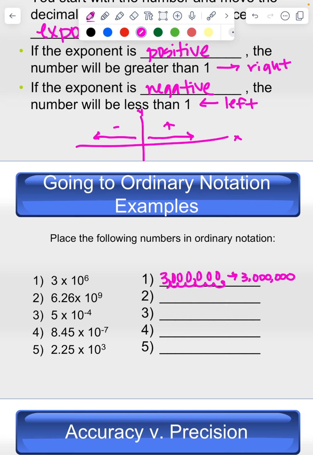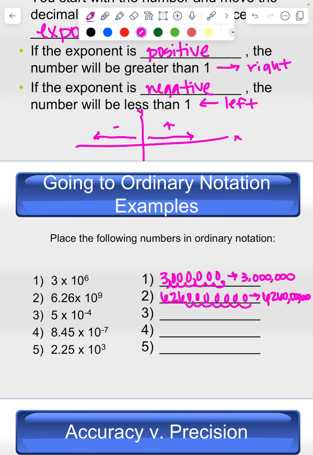So number 2, our exponent is positive, which means we move that decimal place to the right 9 places. So we're going to have 6, 2, 6. That's going to be 1, 2, 3, 4, 5, 6, 7, 8, 9. 1, 2, 3, 4, 5, 6, 7. Which is going to be, what is that, 6 billion? 6,260,000,000.